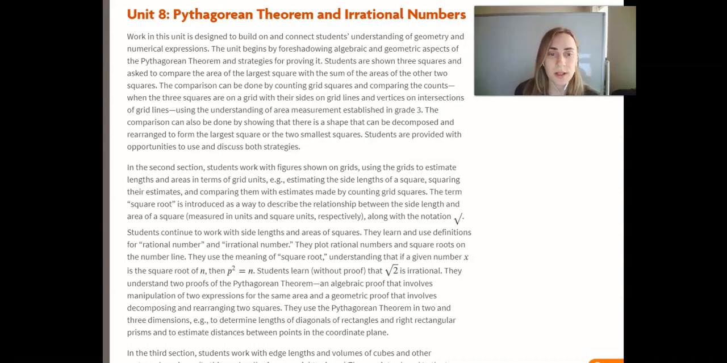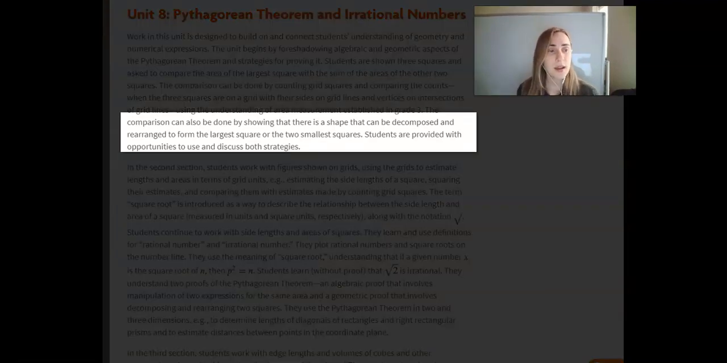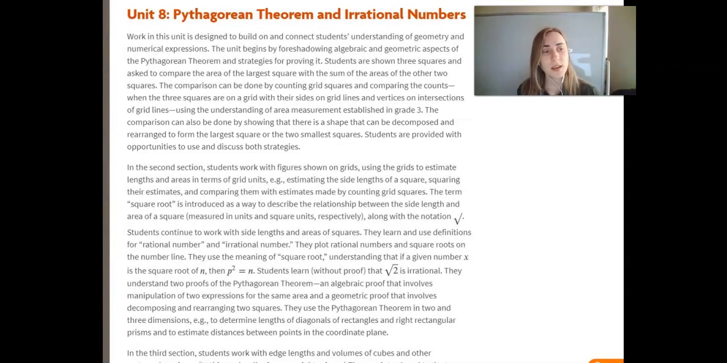I want to make one more plug for an idea for this unit, which relates to where it says the comparison can also be done by showing that there is a shape that can be decomposed and rearranged. For students to decompose and rearrange, it's really helpful to have access to manipulatives if you're in person, or virtual manipulatives if you are remote. So I'm just going to show you a website that is free that you can, again, create a teacher account for, called Mathigon. And they have a Polypad, which has a lot of different manipulatives you can use, and I think that will be useful to help students decompose shapes. So I'll show you what that looks like now.